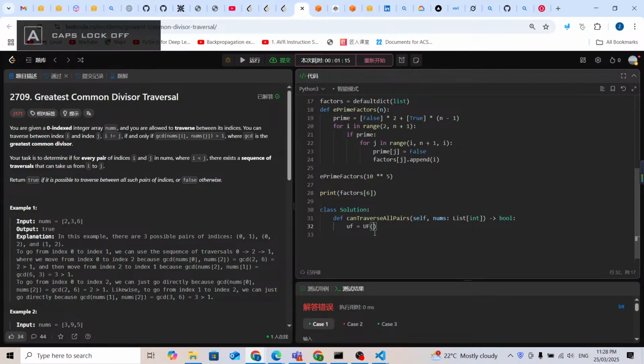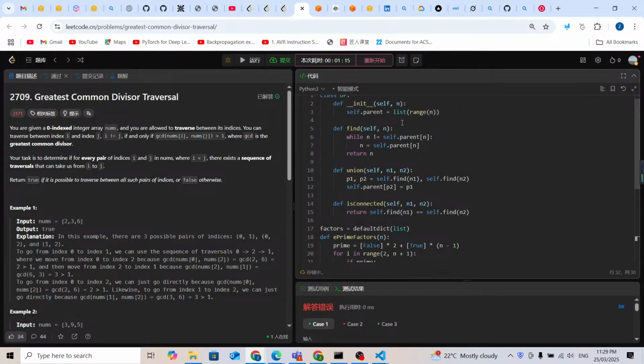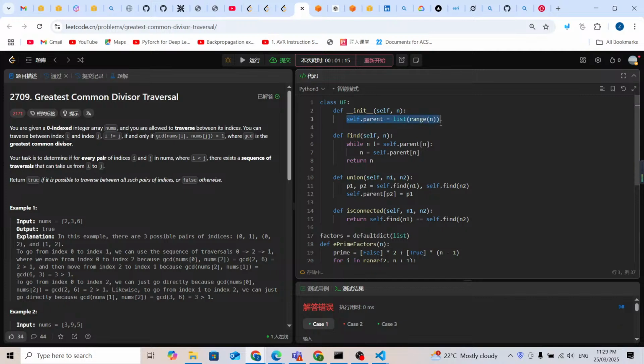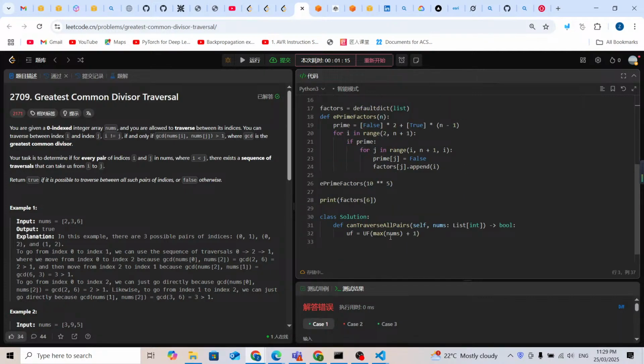So we're gonna call the union-find, and it's gonna be the maximum of the nums, maximum of nums plus 1. So this is the definition for the union-find. Basically, we need to find the maximum number, plus 1. And then we're going to check all the possible numbers. So for n inside, here we use the factors.